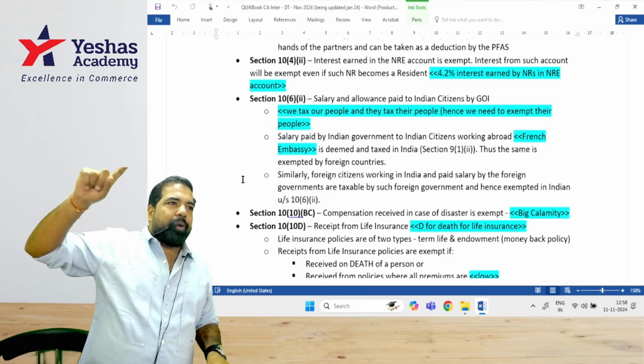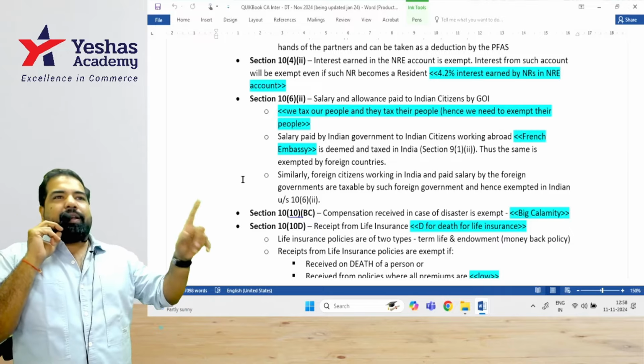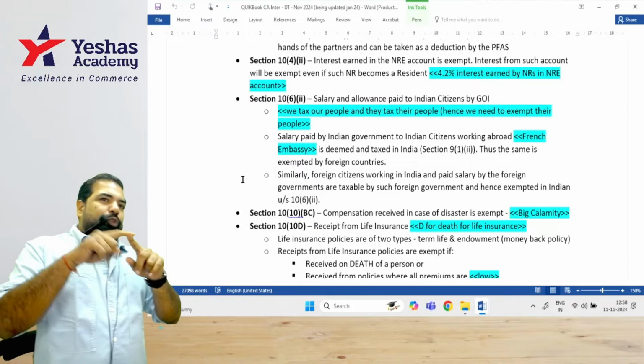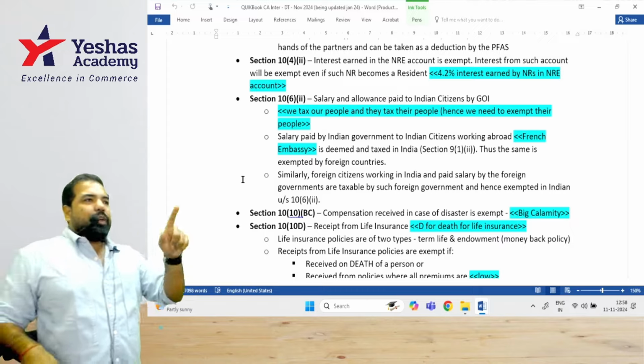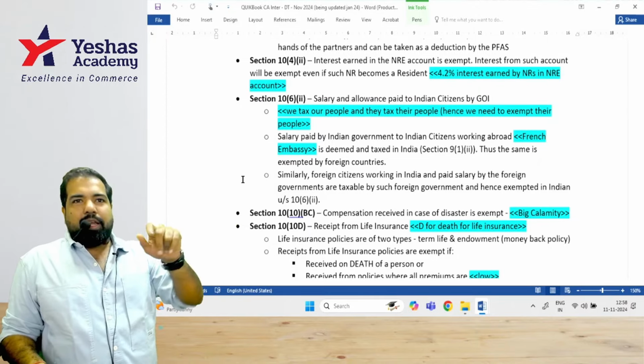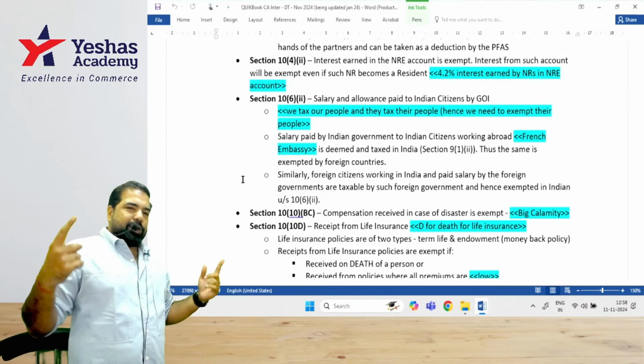10(37), guys. Can the government compulsorily acquire your urban agricultural land? If you sell, it's taxable, but if the government takes over, they will exempt it, provided you used it for agricultural purpose in the last 2 years, and provided you're an individual or a HUF.